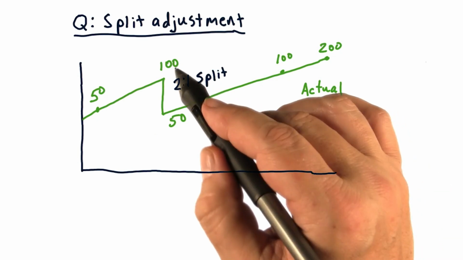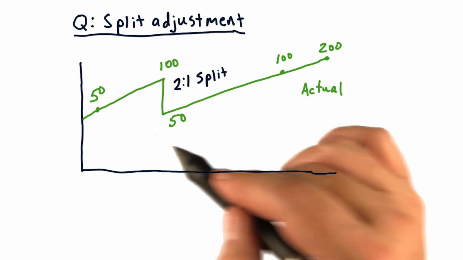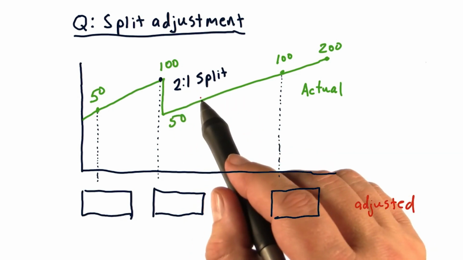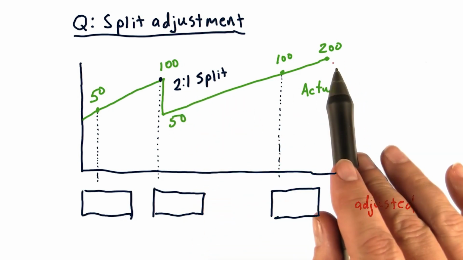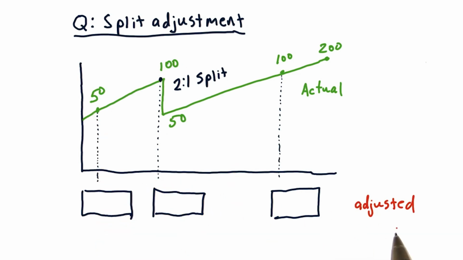On this day, it had a 2-for-1 split, and accordingly, it went from $100 to $50 on that day. So in light of this split on this particular day, I'd like you to consider these actual closing prices and then calculate what the corresponding adjusted closing prices would be on these days.